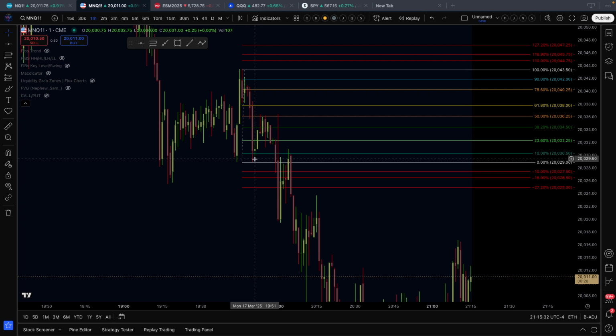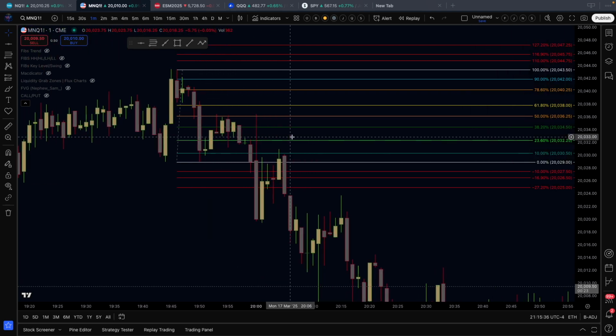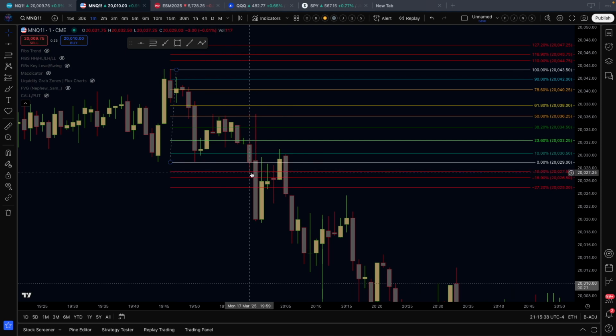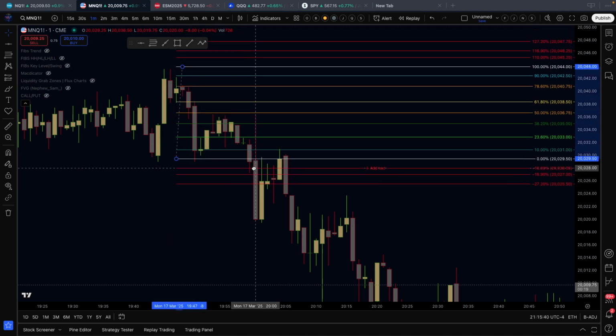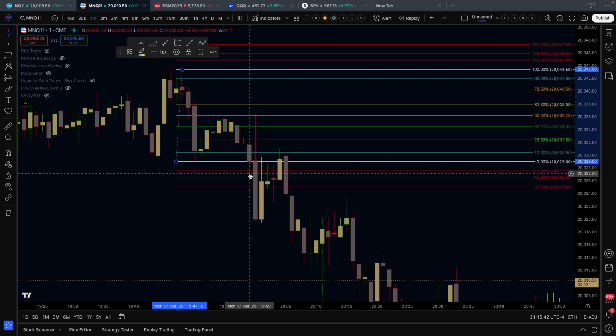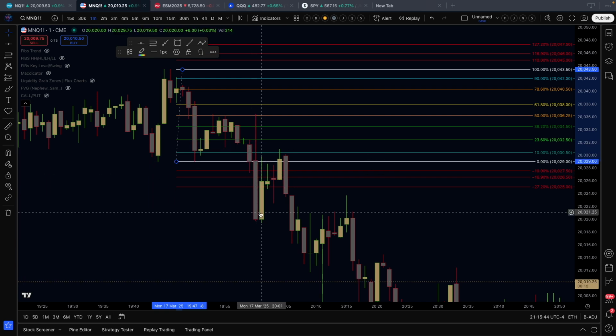This first drop, where does it pull back to? 50%. All right. And then what's it do? It pulls down, hits an extension, and then bounces back up. So I would play that to the upside. Now we break the extension.